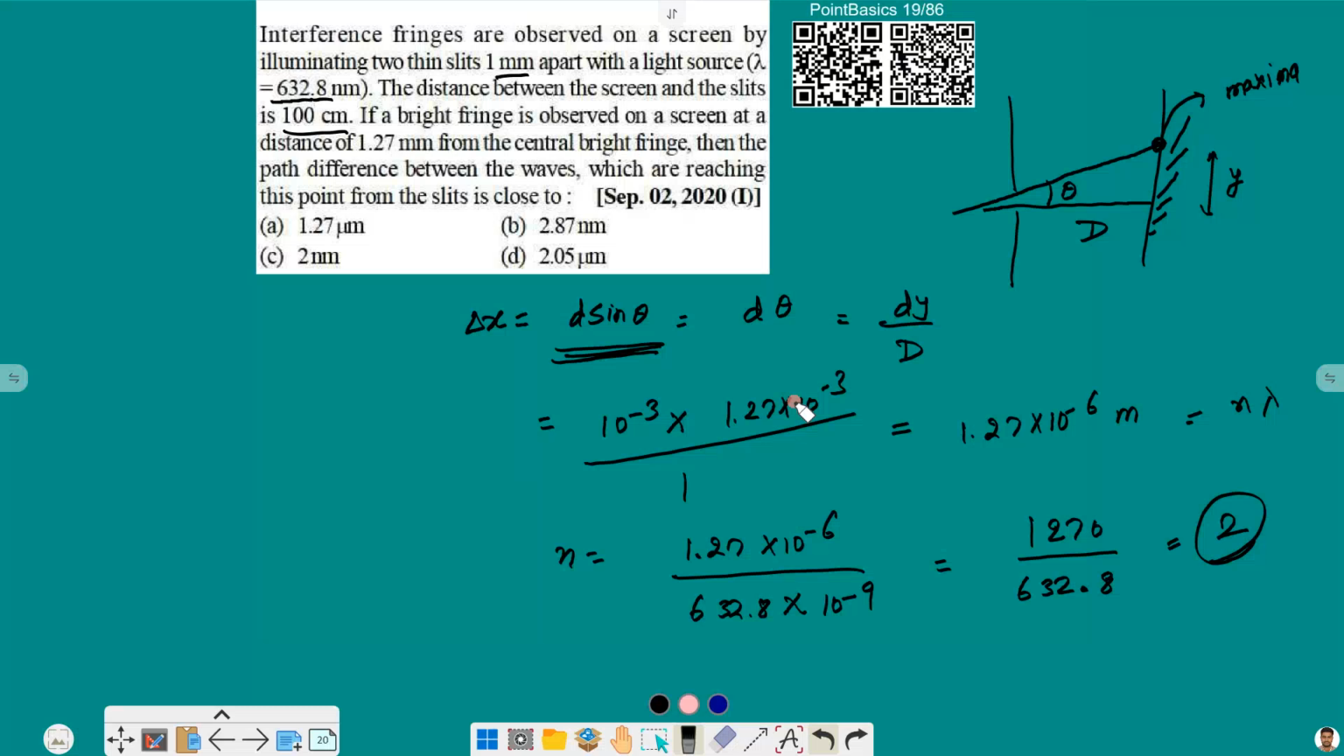For the second maxima, the path difference will be d sine theta, that is 1.27 into 10 to the power minus 6 meter, and that is 1.27 micrometer. So option A will be the right answer, because for second maxima we will have d sine theta is equal to n lambda.